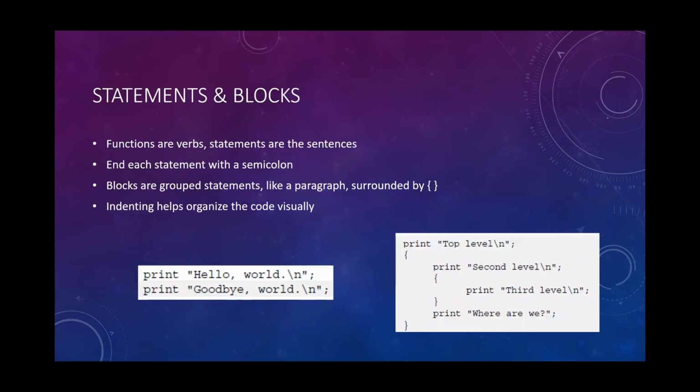Statements and blocks. So functions are our verbs, and therefore our statements are the sentences. So we end each statement with a semicolon. So each line of code is considered a statement. We can put blocks of statements together, groups of statements together, and we call that a block. And that would be like putting sentences together into a paragraph. In order to create these blocks, we put our open and closed curly brackets, just like we do in other languages. And indenting helps organize the code visually, but Perl is one of the languages that completely ignores white space.